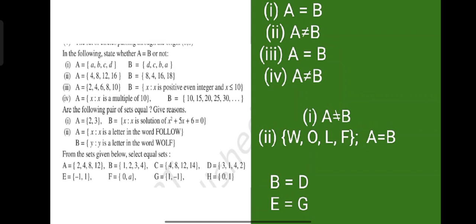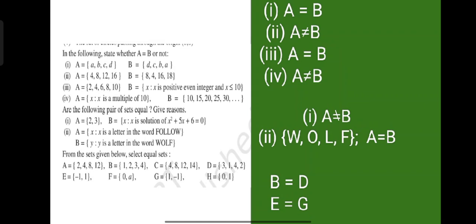And in the next one, set A equals the set of all x such that x is a multiple of 10. Then what all comes? A equals 10, 20, 30, 40, 50 and so on. And what comes in B? B comes 10 and 15. So 15 is not a multiple of 10.